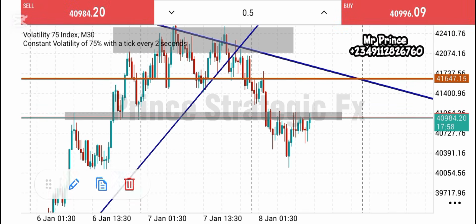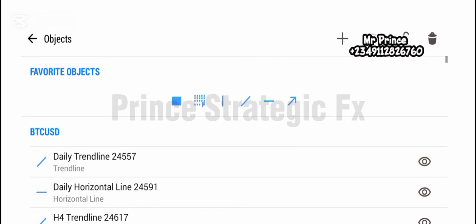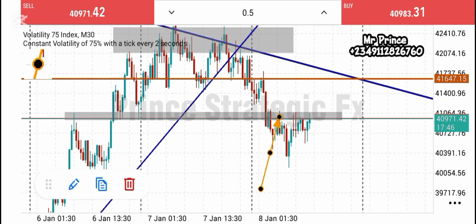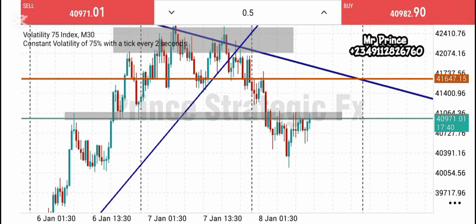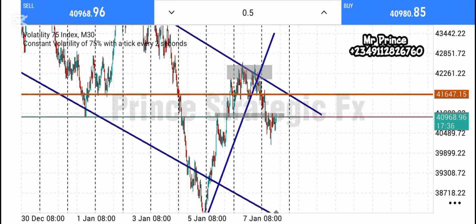So at this point, what do we look for? An entry, right? We enter for a sell from somewhere around this point right here, right? And our stop loss will be a little bit at the top, so you're not risking much. Now, where do we take profit from?